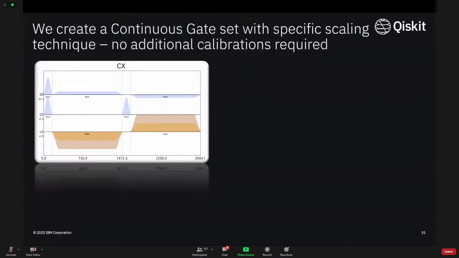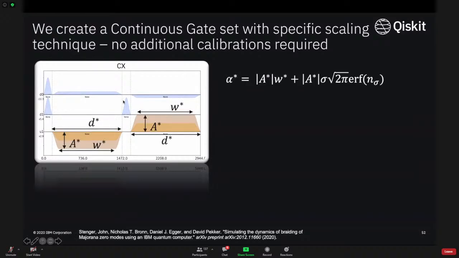For continuous gate sets, I'm going to take this C0-like schedule that I had shown you before, and how much it rotates, assuming everything behaves linearly, will just depend on the area under the curve. The area under the curve for this flat top Gaussian is given by this, where alpha star represents the initial calibration values. So this has some characteristic amplitude, A star, some characteristic width, and some characteristic total duration, D star. And then the area adds up as you see here.